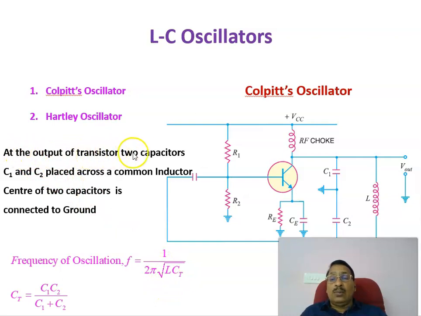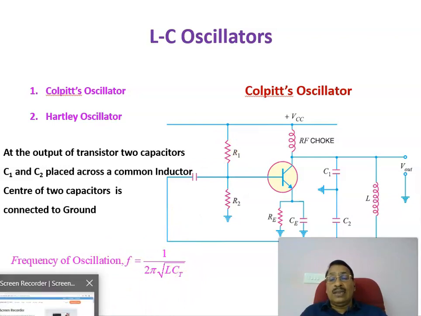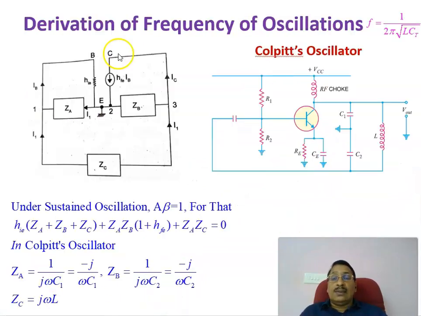Therefore, at the output of the transistor there are two capacitors C1 and C2 placed across a common inductor L, and the center of these two capacitors is grounded. The output frequency is 1 by 2 pi root of L into Ct. Now we have to derive the equation for this output frequency. In this slide we are going to derive the equation for the output frequency of oscillation of a Colpitts oscillator, f equal to 1 by 2 pi root of L into Ct.